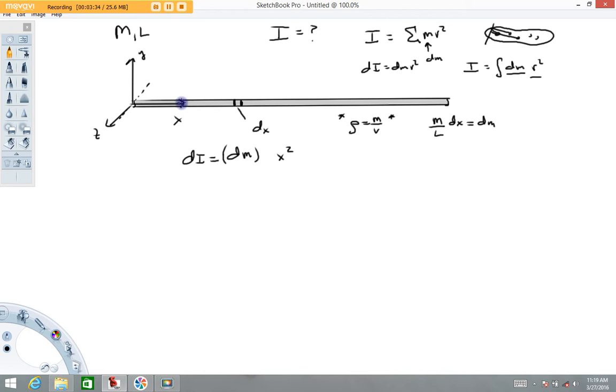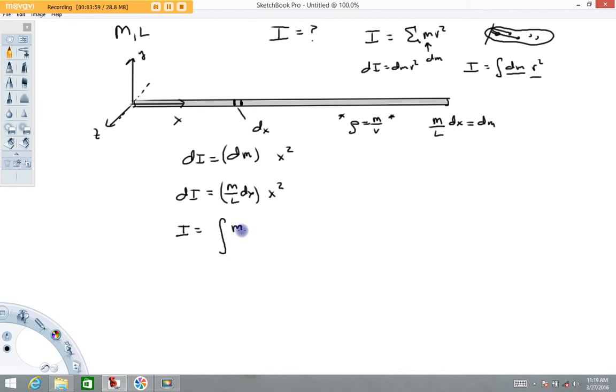And then I'll just multiply by distance squared to give me the moment of inertia. So dI, the moment of inertia of this mass about this axis, can be written m over L dx, there's my dm, times x squared. Okay. Therefore, the total moment of inertia we would get by integrating both sides.